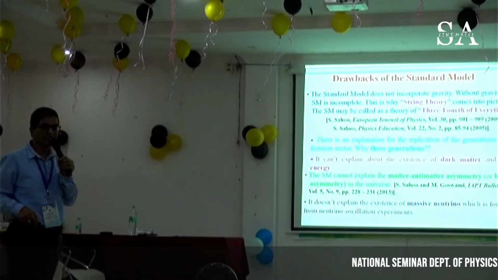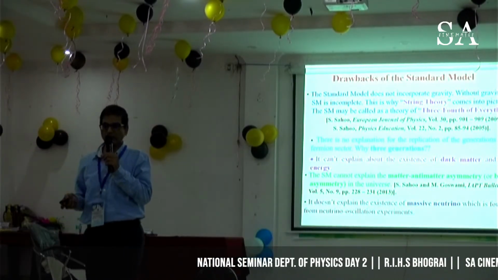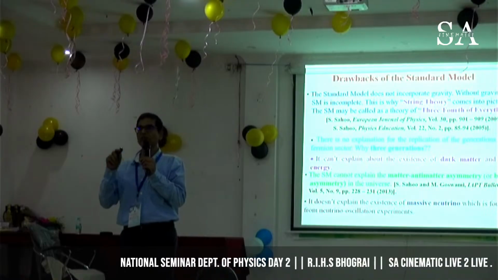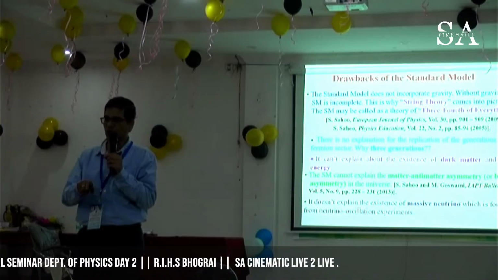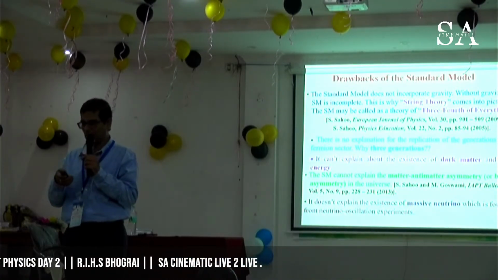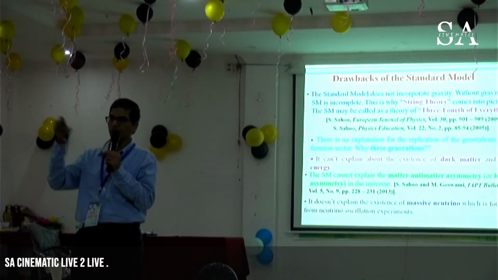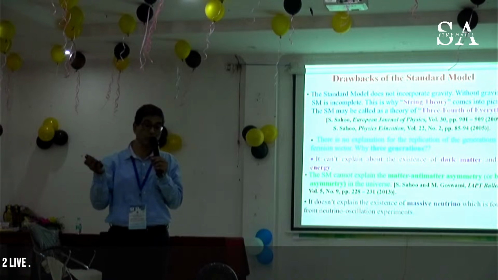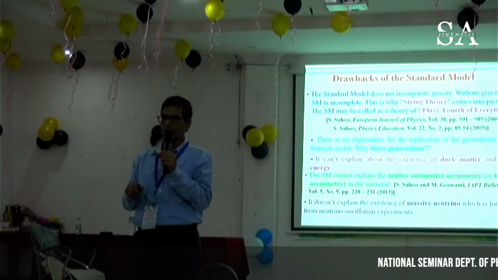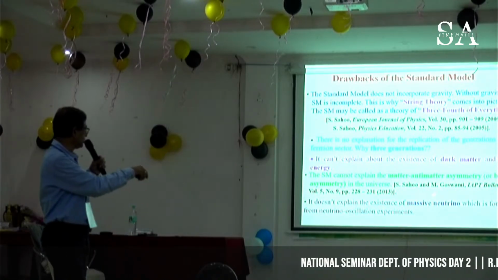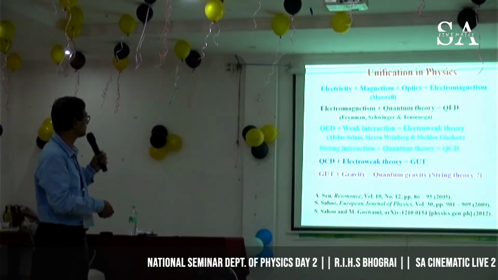Then, the existence of massive neutrinos. There are different types of neutrinos: electron type neutrino, muon type neutrino, tau type neutrino. All are massless in the standard model. But recently, well, not very recently, more than 10 years ago, it was proven that they have some mass. So this existence of massive neutrinos is not explained in the standard model. These are a few drawbacks of the standard model.